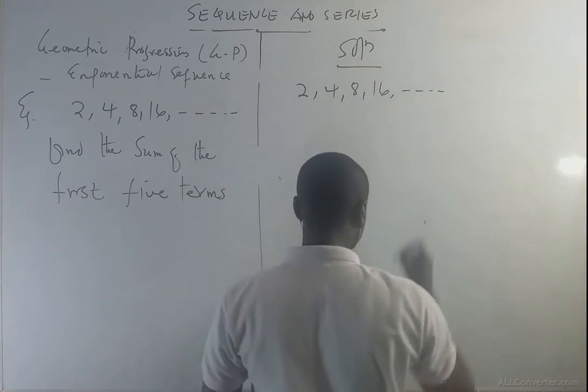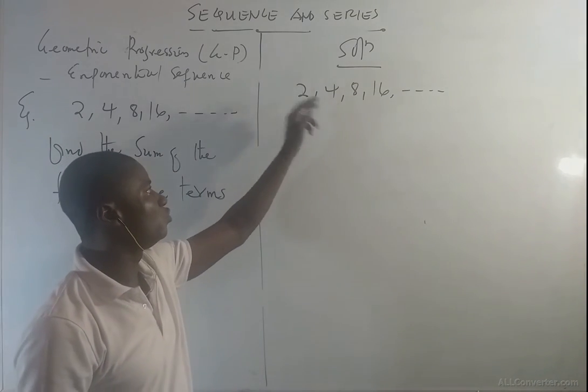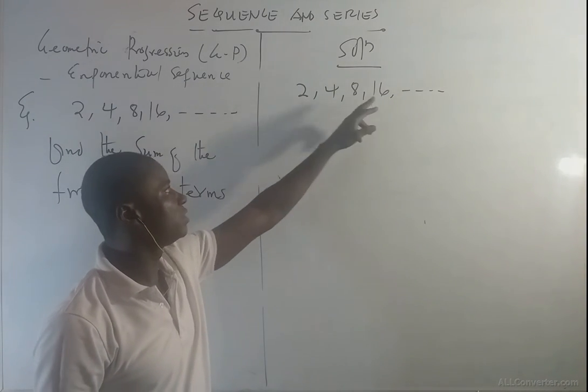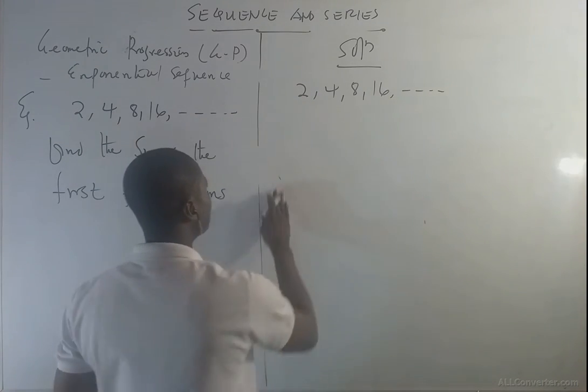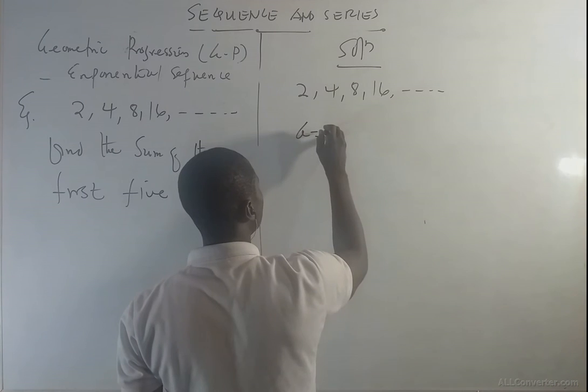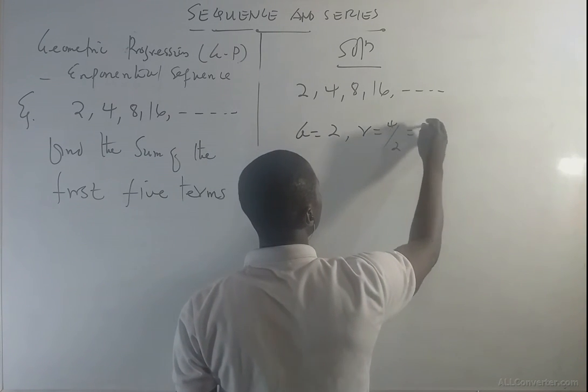So you can see that this is an exponential sequence because it has the same common ratio. 4 divided by 2 is 2. 8 divided by 4 is 2. 16 divided by 8 is 2. So it has the same common ratio. Now you can see that a equals 2, that's the first term. The common ratio is 4 over 2, and this is equal to 2.